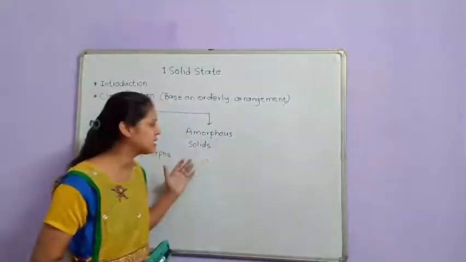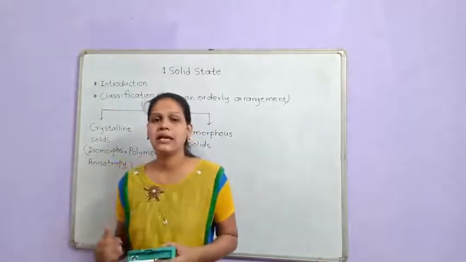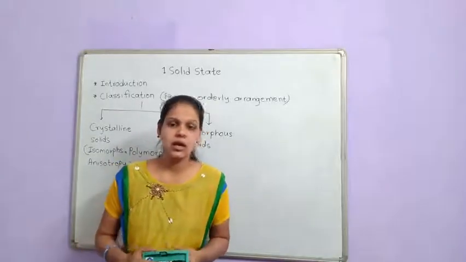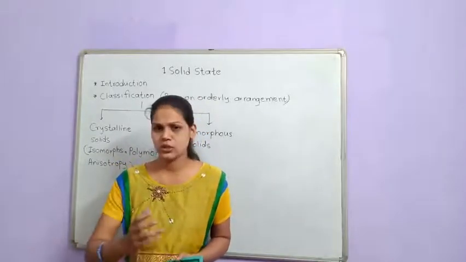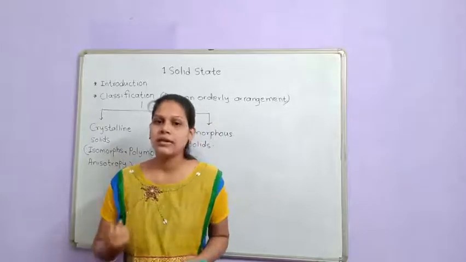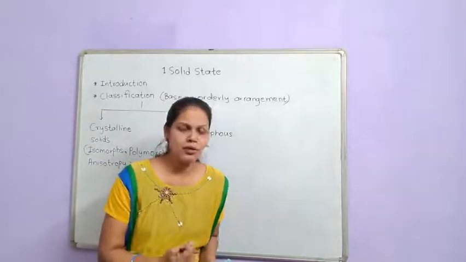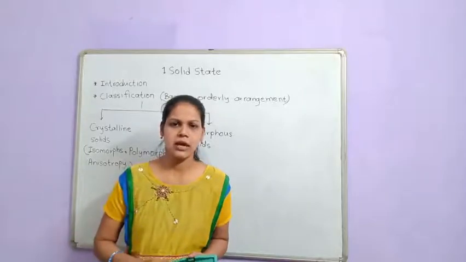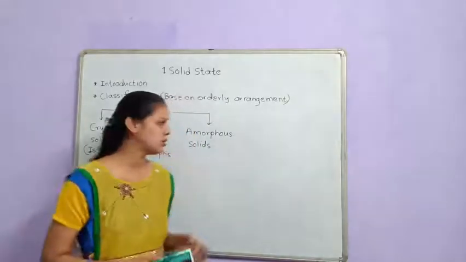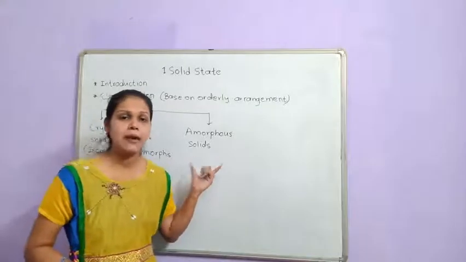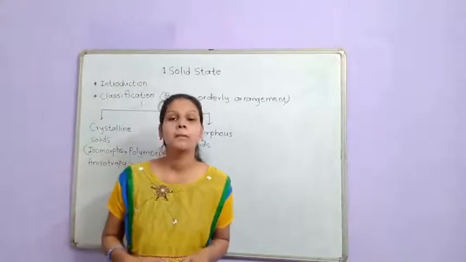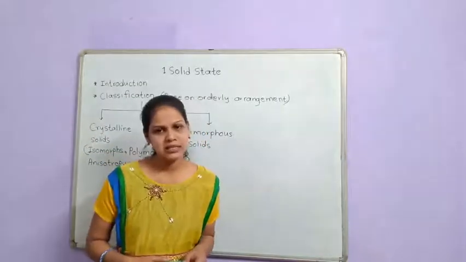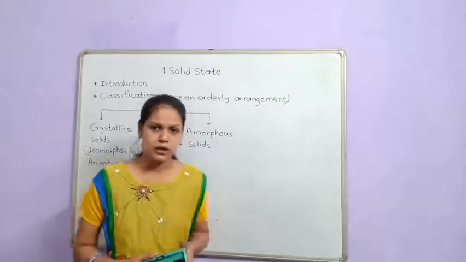Their physical appearance is like a crystalline solid or true solid, but actually they are supercooled liquids. So what are examples of amorphous solids and crystalline solids? Examples of crystalline solids are NaCl, KCl, NaF, K2SO4, and different solids which have crystals as their structure. Amorphous solids are plastic, butter, and glass.